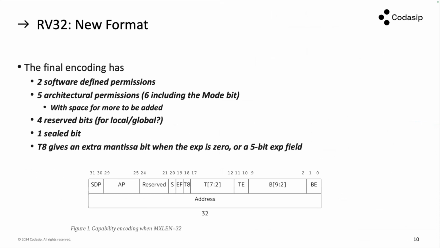4 reserve bits, which we're likely to use for a local global scheme, hopefully quite soon. 1 bit for sealing, and the normal bottom and top, and the bits of the exponent, and the extra T8 bit, which gives us an extra mantissa bit when the exponent is 0 for better precision.